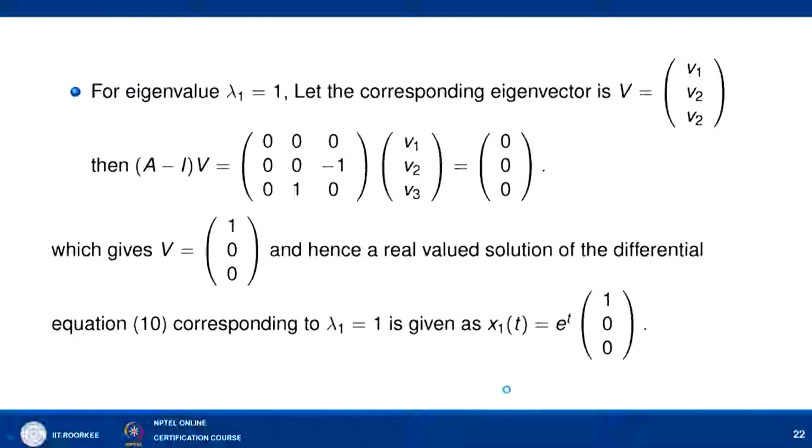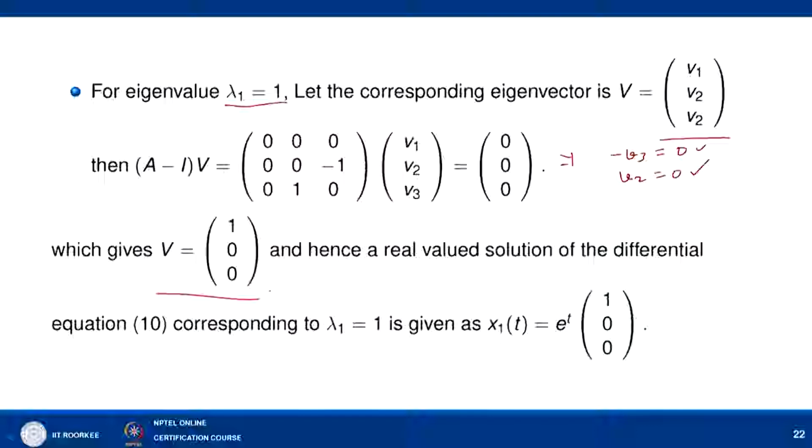For eigenvalue lambda 1 equal to 1, let us assume the corresponding eigenvector is given by (V1, V2, V3), and we can find it by solving (A minus lambda 1 I) V equal to 0. So, with lambda 1 equal to 1, we have [0, 0, 0; 0, 1 minus 1, minus 1; 0, 1, 0] into (V1, V2, V3) equal to (0, 0, 0). If you simplify, this gives minus V3 equal to 0 and V2 equal to 0. So, V2 and V3 must be 0, and the only possibility left is that V1 is arbitrary. So, let us take V1 as 1.